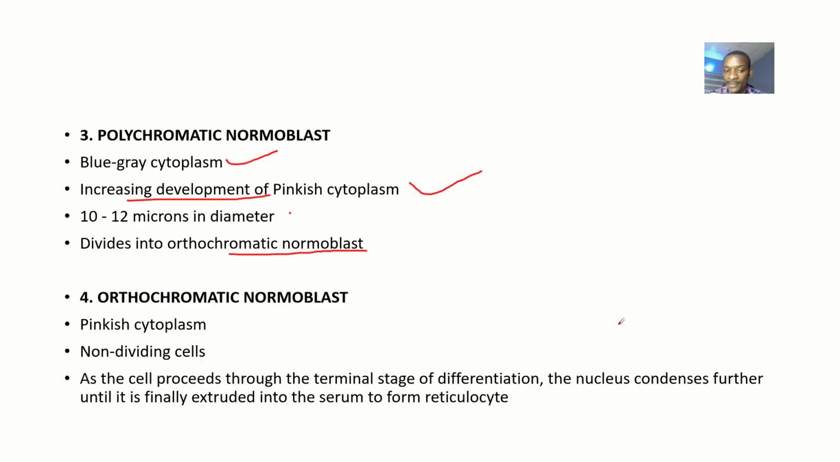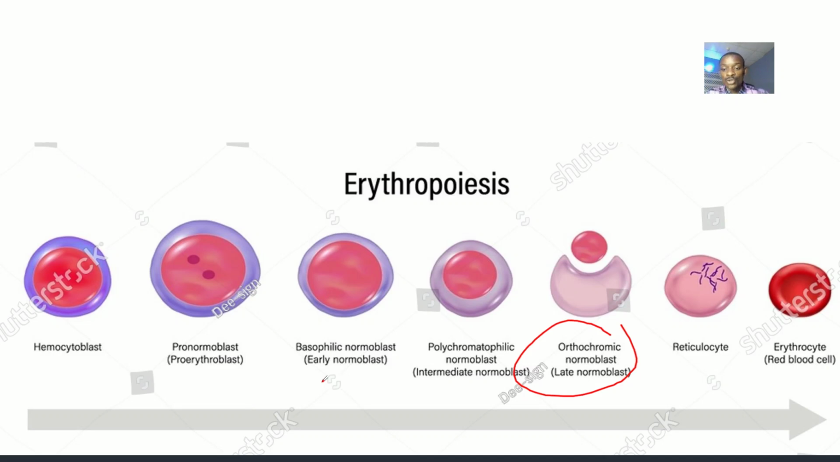Then moving to the orthochromatic normoblast. They have a pinky cytoplasm, of course. Hemoglobin is being formed now. They are non-dividing cells. As the cell proceeds through the terminal stage of differentiation, the nucleus condenses further until it is finally extruded to form the reticulocyte. So it's basically at the orthochromatic normoblast stage that you find the nucleus being given out.